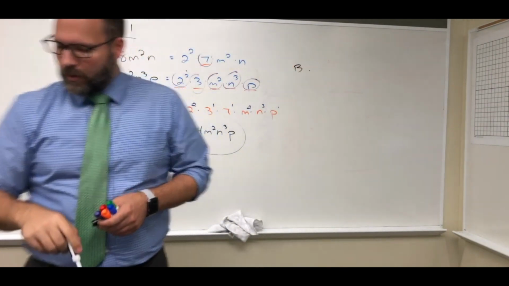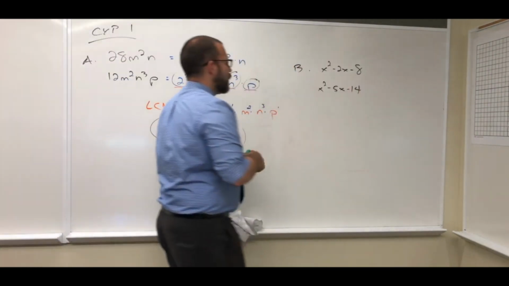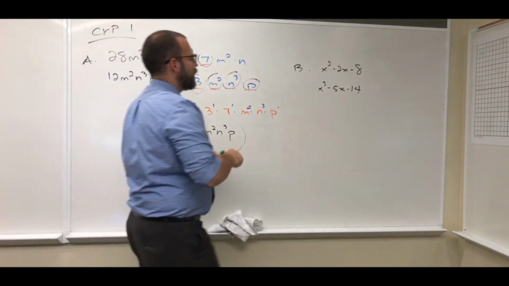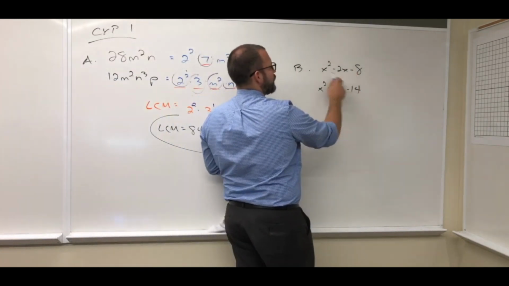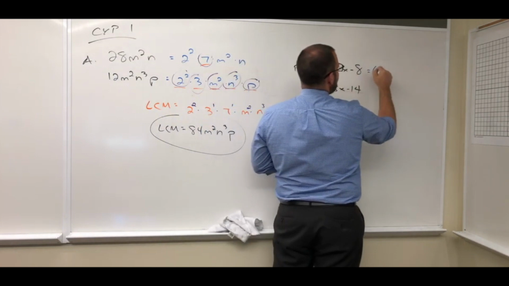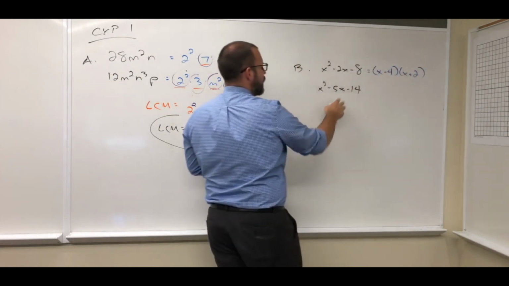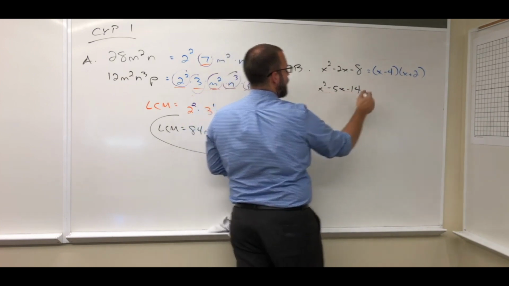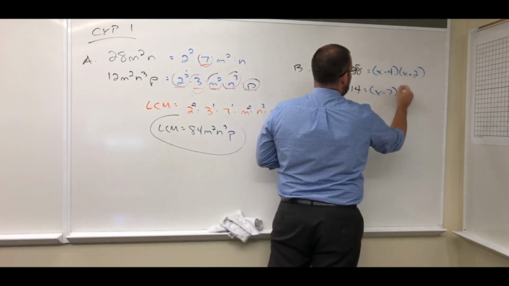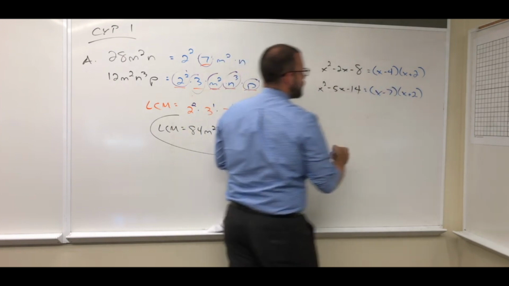1B gives us some trinomials. And we're going to factor these. Two numbers that multiply up to -8 but add up to -2 are -4 and +2. Two numbers that multiply up to -14 and add up to -5 are -7 and +2.